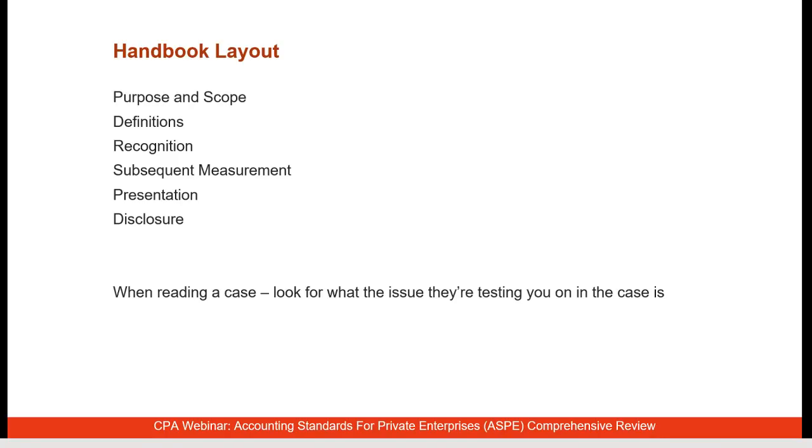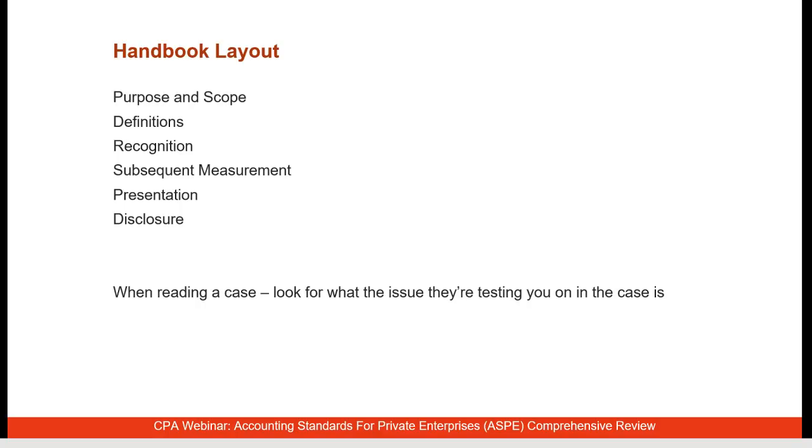So hopefully when you're reading a case, you're going to look for that issue, and then you want to be able to clearly articulate what they're testing you on. So if I use revenue as an example, the issue is around when should revenue be recognized, or what about revenue should be recognized. So that's an example of how you define or state what the issue is.